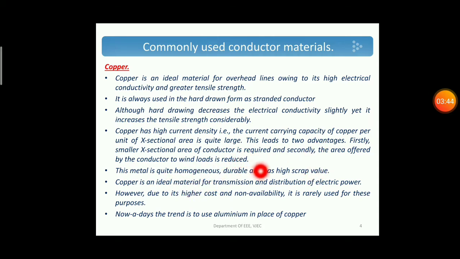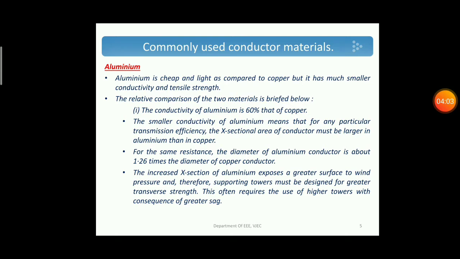Copper is an ideal material for transmission and distribution of electrical power, but it has got high cost and it is not available in plenty. So it is rarely used for these purposes. Nowadays, the trend is to use aluminum in place of copper. So the next material is aluminum. Aluminum is cheap and light compared to copper, but it has smaller conductivity and tensile strength compared to copper.